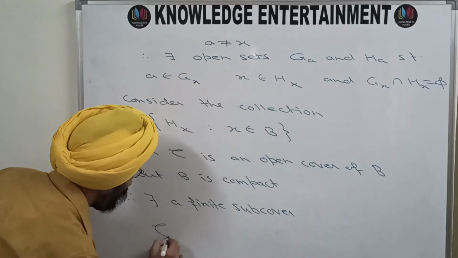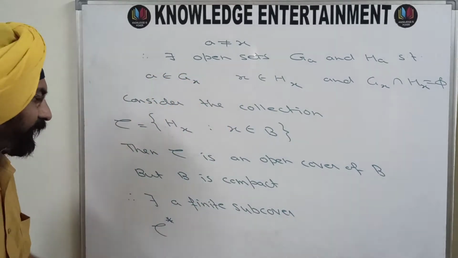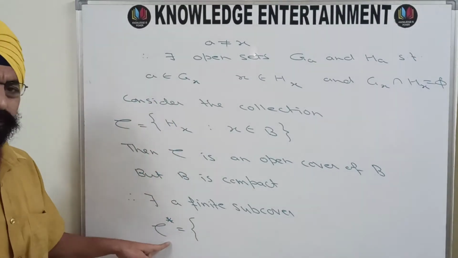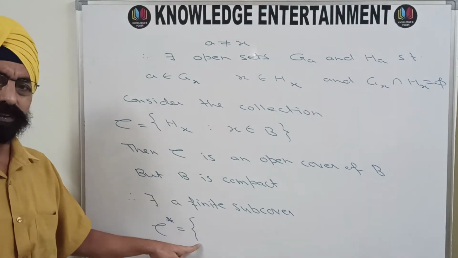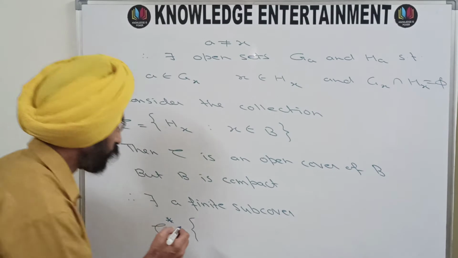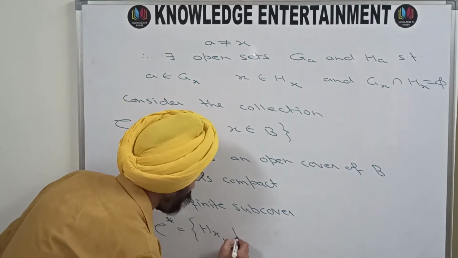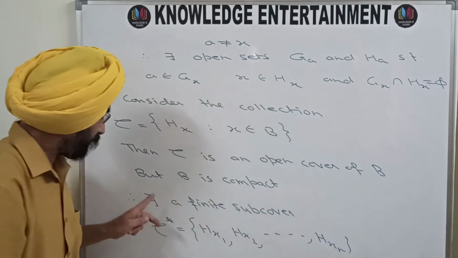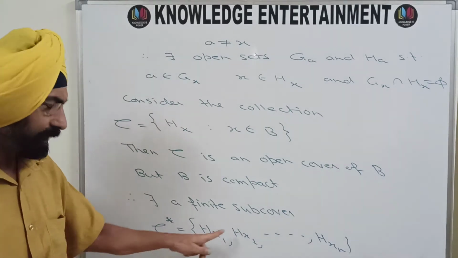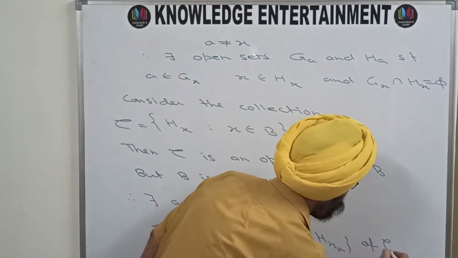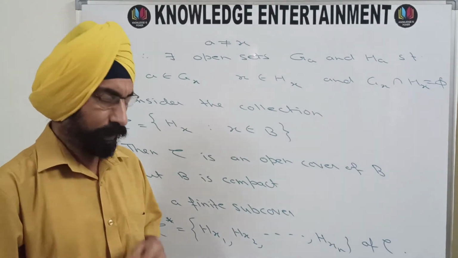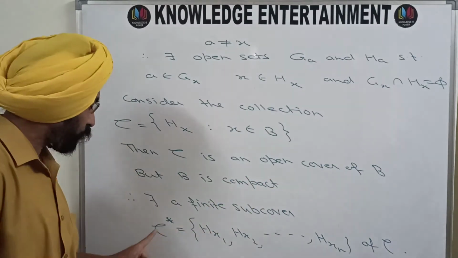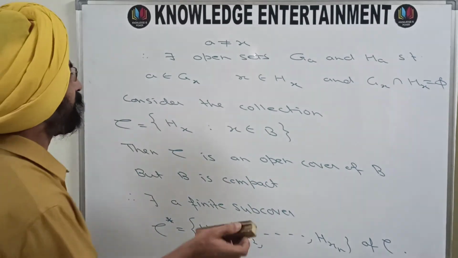I am naming it as C star. So there exists a finite subcover C star, and this is a subcover of C. The elements of C star will be from C, and the number of members of C star will be finite. So these HX, I am taking them as HX1, HX2 and so on, HXN. Now this C star is a finite subcover of C, and C was an open cover of B. So that means members of C star will cover B.